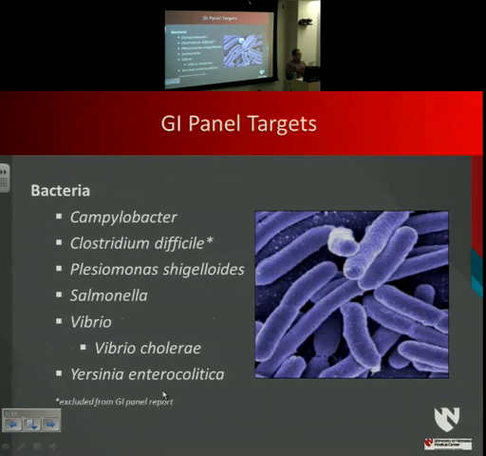Bacterial targets on the GI panel include Campylobacter, which will detect Campylobacter jejuni, Campylobacter coli, and Campylobacter upsaliensis, Plesiomonas shigelloides, Salmonella, Vibrio, which will detect Vibrio parahaemolyticus and Vibrio vulnificus, and Yersinia enterocolitica. There is also a Vibrio cholerae specific analyte on the GI panel.